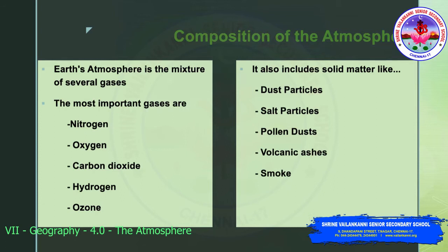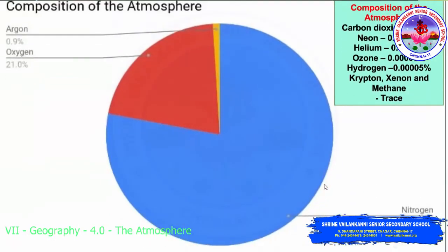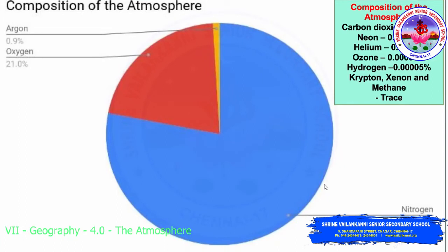Earth's atmosphere is a mixture of several gases, and the most important gases are nitrogen, oxygen, carbon dioxide, hydrogen and ozone. It also includes solid matter like dust particles, salt particles, pollen dusts, volcanic ashes and smoke. We will see everything in detail, and there is a pie chart representation of the composition of the atmosphere.